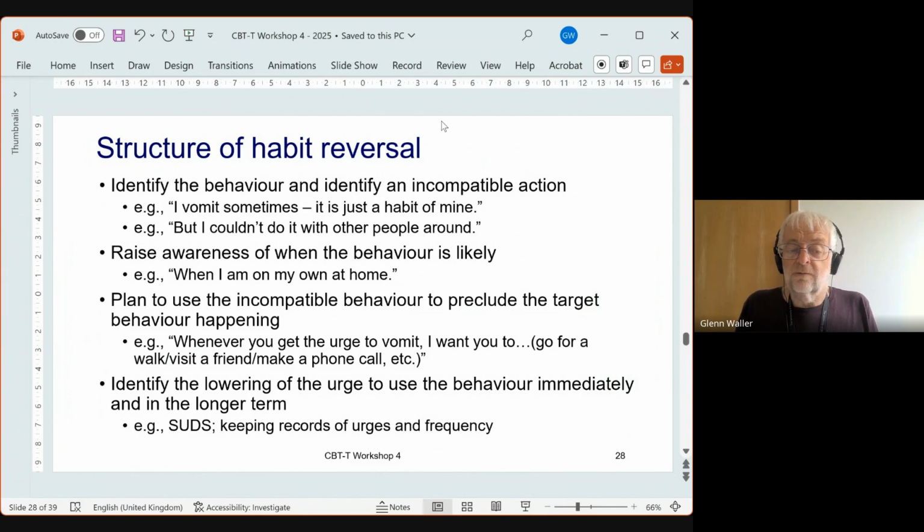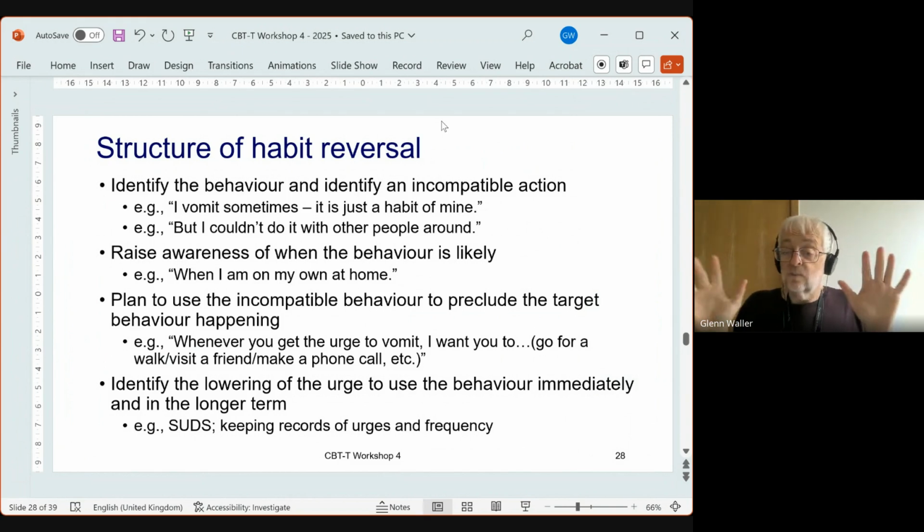Okay, so if we've got an incompatible behavior, like knowing that having other people around would stop you, what could you do instead? What could you do that would be incompatible with the habit behavior? This is what we mean by habit reversal.